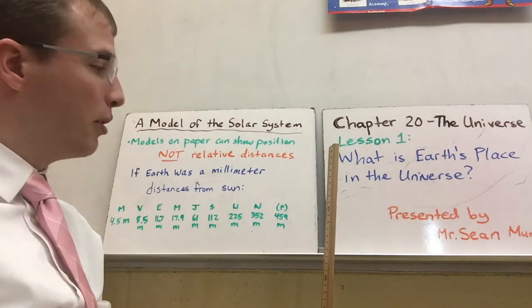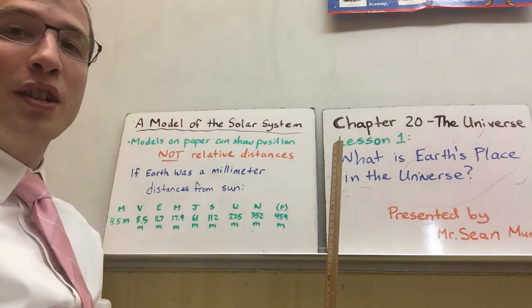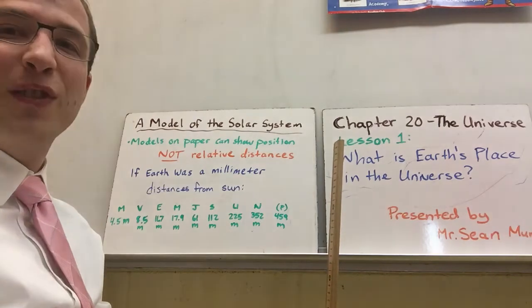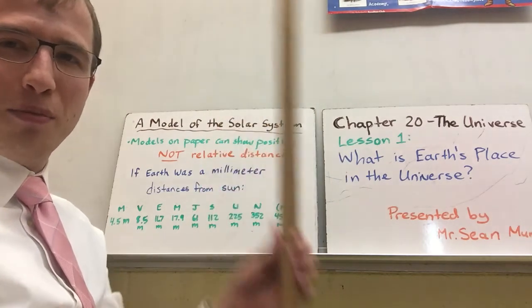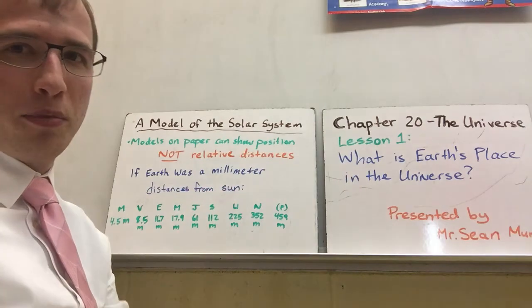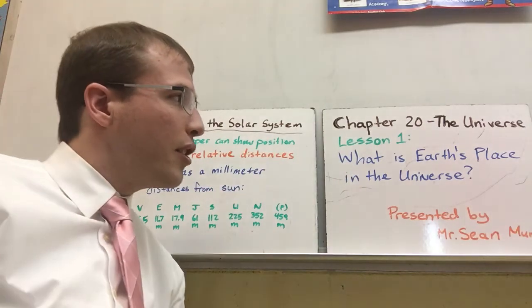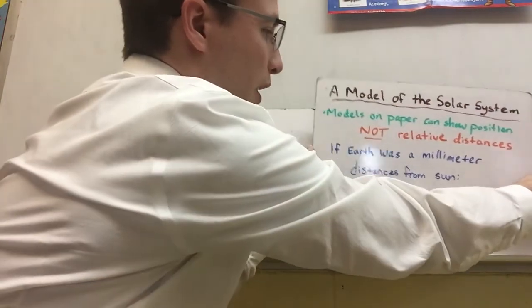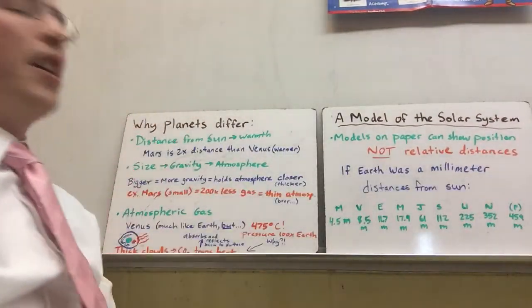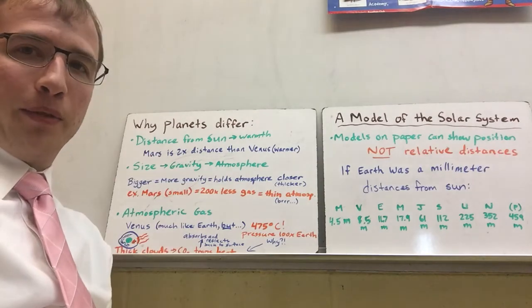And poor old Pluto, we would have to go to 459 meters from the sun. So is that easy to draw with a meter stick and paper? Not so much. We'll try that out in class. So next we want to look at, and finally in this lesson, why do planets differ?